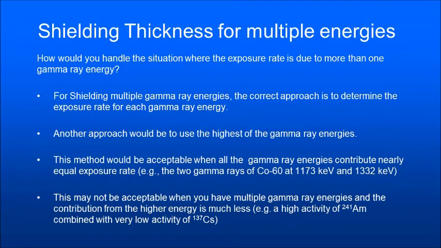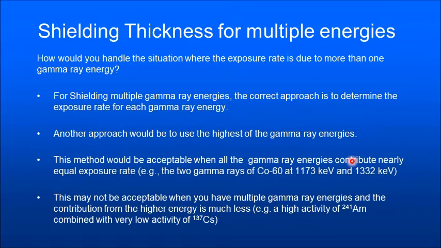Another simple approach would be to just use the highest gamma ray energy. For example, if you are doing it for cobalt, I would use 1.33 rather than 1.17 because I know the numbers are the same, and calculate the attenuation for 1.33, which would be okay for 1.17. I just go for higher energy.